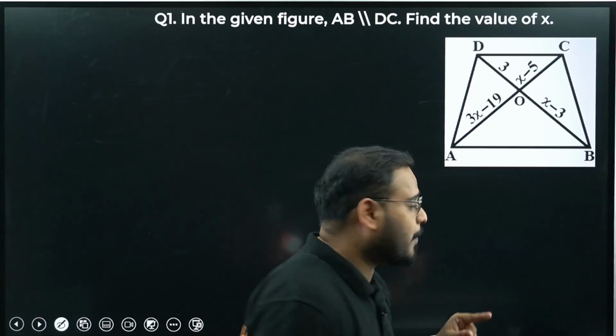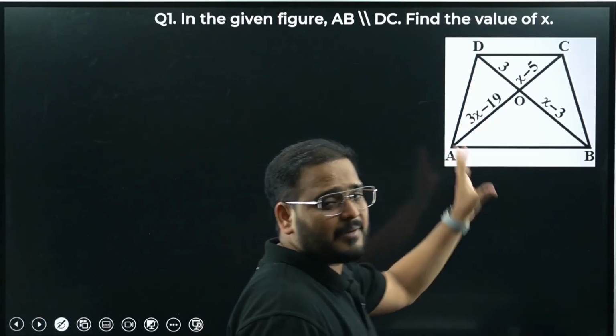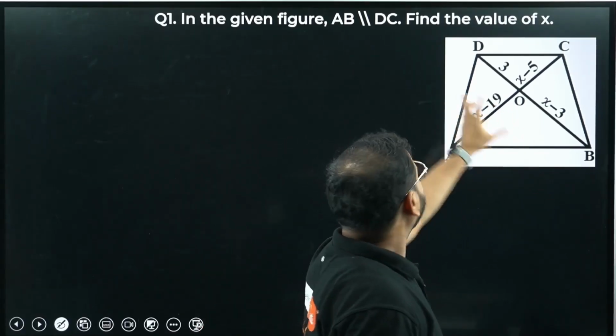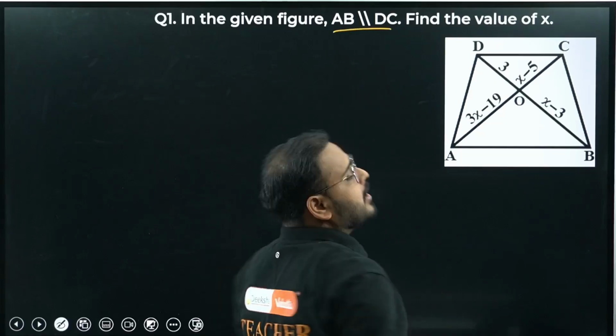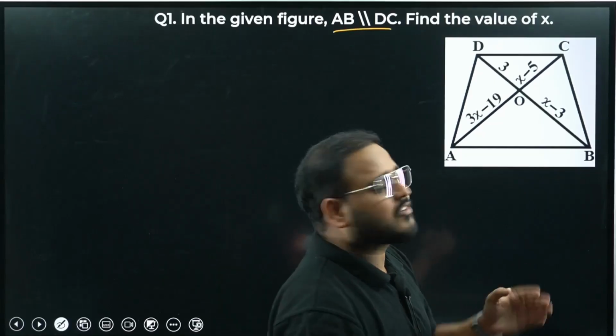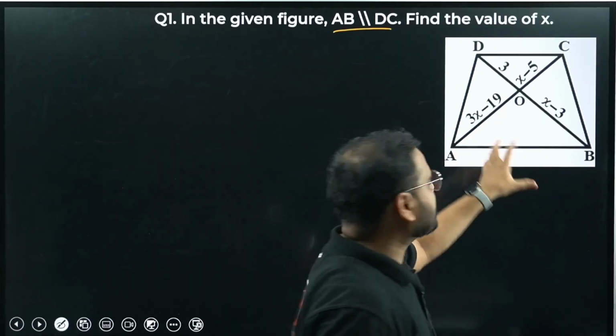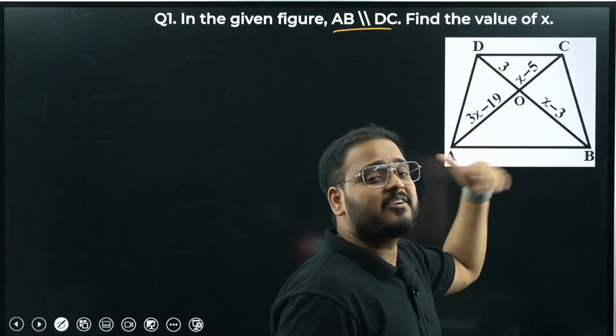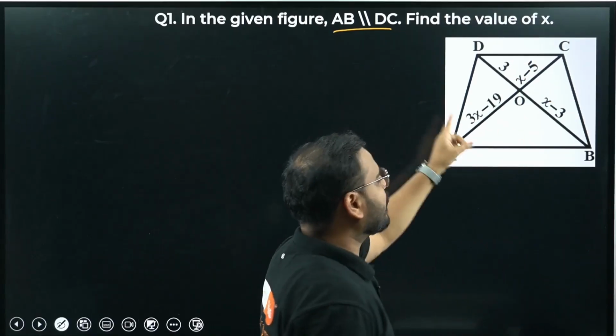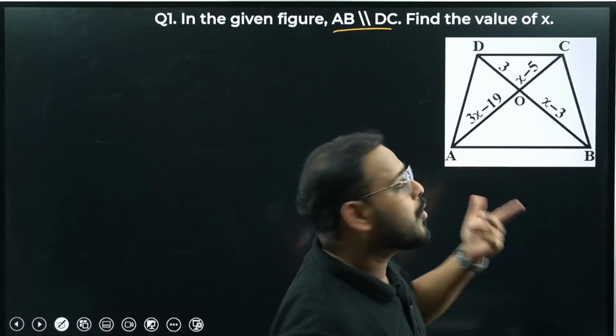We know that I've done this property for you in a question, that if this is a trapezium. AB parallel to DC means what, sir? In a quadrilateral, it means trapezium, because one pair of sides is parallel. Trapezium means what happens? The diagonals divide each other proportionally, sir. What's the meaning of that?